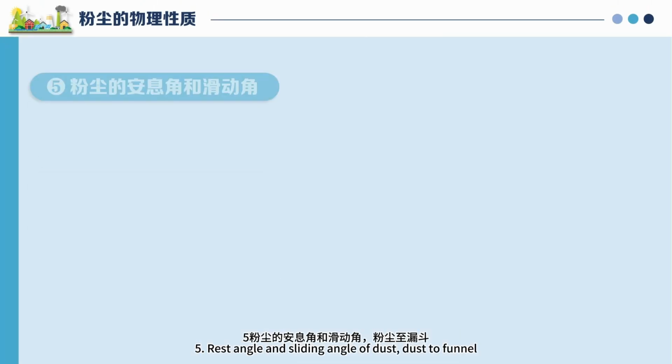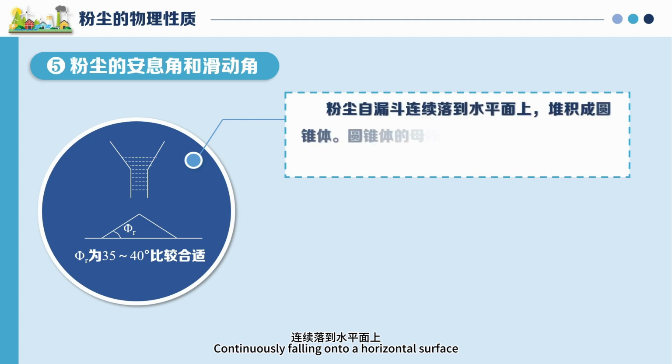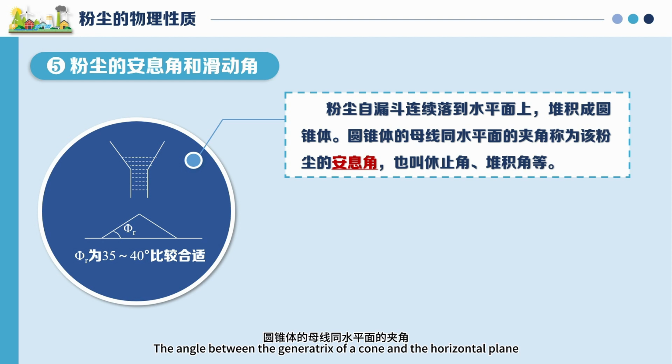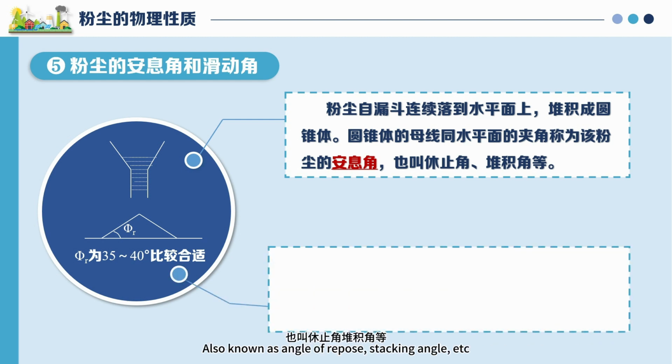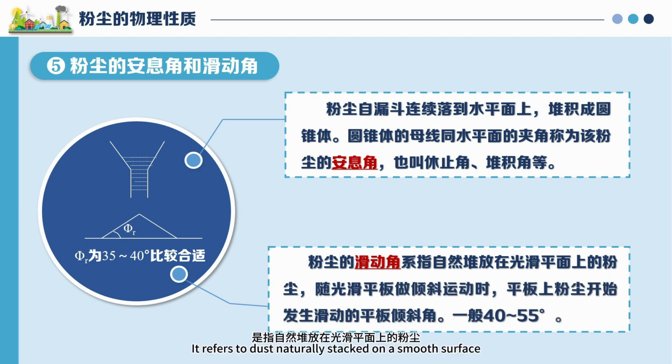5. Rest angle and sliding angle of dust. When dust falls continuously through a funnel onto a horizontal surface, it stacks into a cone. The angle between the generatrix of the cone and the horizontal plane is known as the resting angle of the dust, also known as the angle of repose, stacking angle, etc. Sliding angle of dust refers to dust naturally stacked on a smooth surface. When tilting the smooth plate, the dust on the plate begins to slide. The plate inclination angle is usually 40 to 55 degrees.